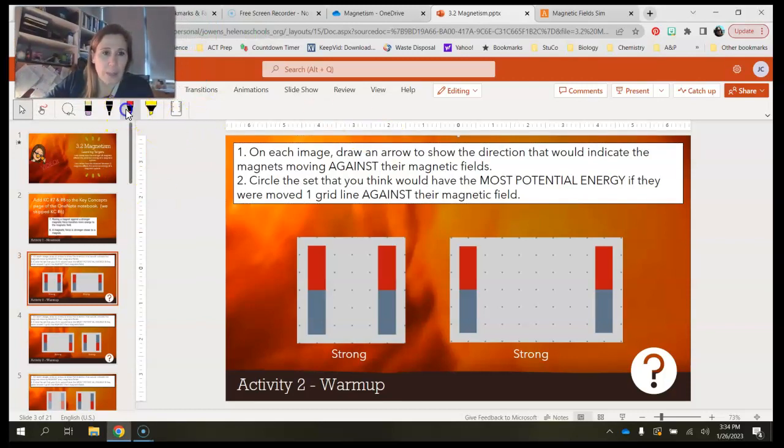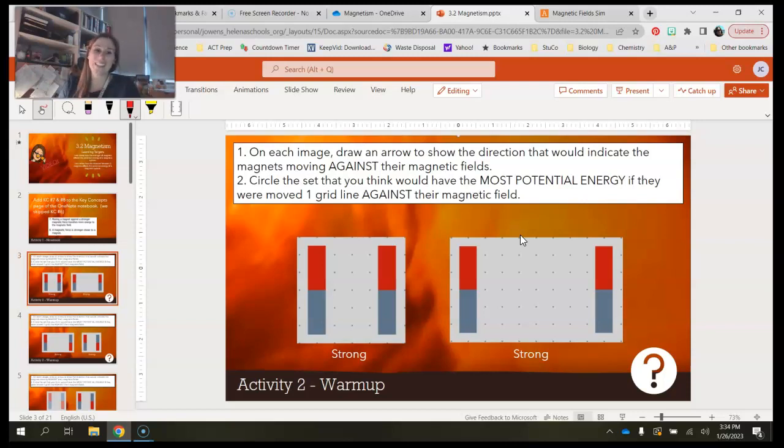The very first step says, on each image, draw an arrow to show the direction that would indicate the magnets moving against their magnetic field. So let's review this really quick. If we are moving with their magnetic fields, we are moving with what the magnets want to do. If they're attracting magnets, they want to move closer, so we're going to move the magnets closer. If they're repelling magnets, they want to move apart, so we're going to move them apart.